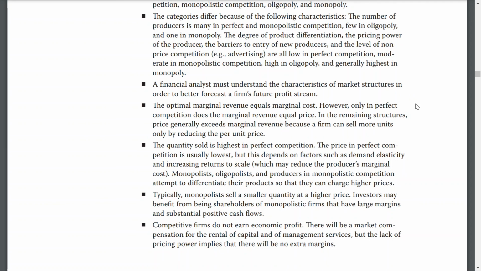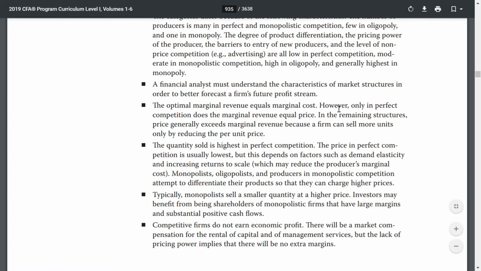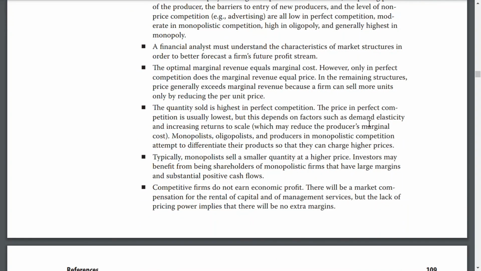The optimal output is where marginal revenue equals marginal cost. However, only in perfect competition does marginal revenue equal price. In the remaining structures, price generally exceeds marginal revenue because a firm can sell more units only by reducing the per unit price. The quantity sold is highest in perfect competition.